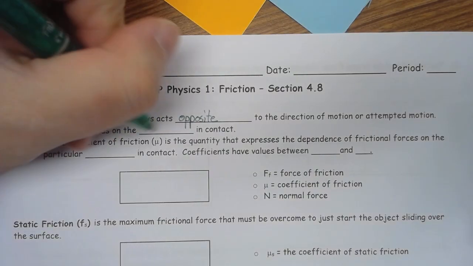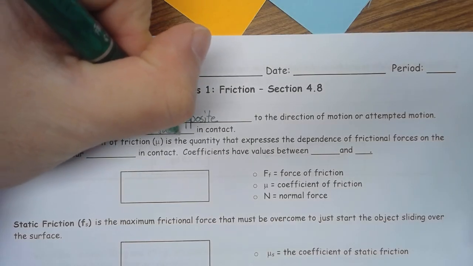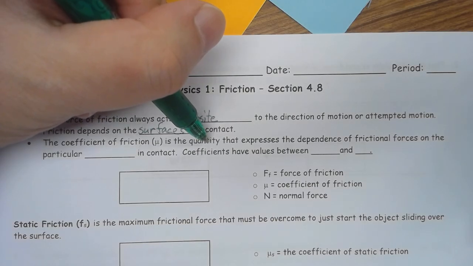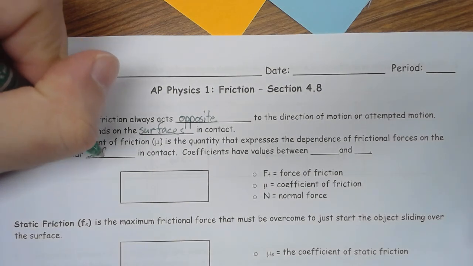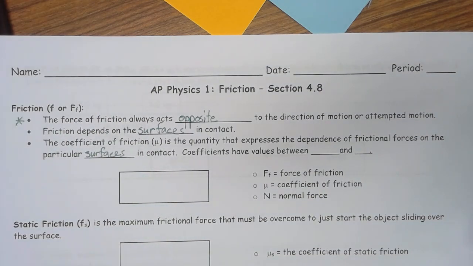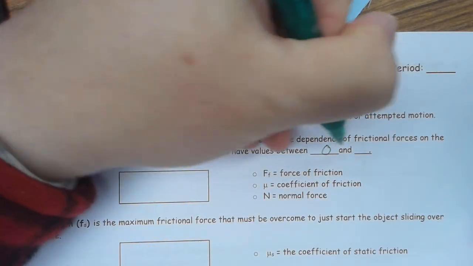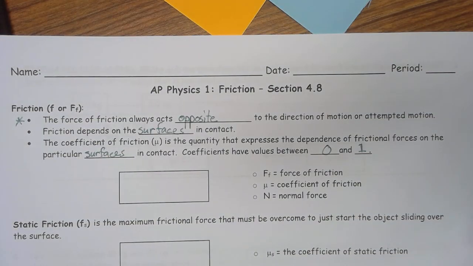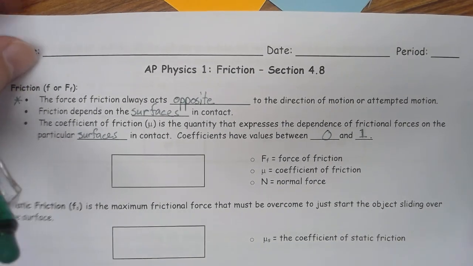Friction depends on the what in contact? Surfaces in contact. And the coefficient of friction, mu, is the quantity that expresses the dependence of frictional forces of a particular surface, or surfaces, actually, the surfaces together that are in contact. Coefficients have a value between 0 and 1 typically. And if it's greater than 1, it does happen, but that would technically be probably an adhesive. So you can think about gluing something down or something being sticky. That would be outside our scope of this class, okay?